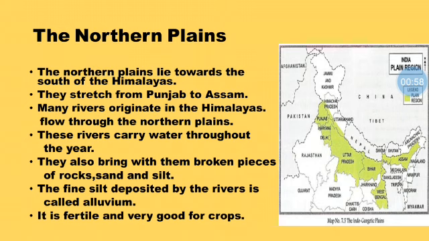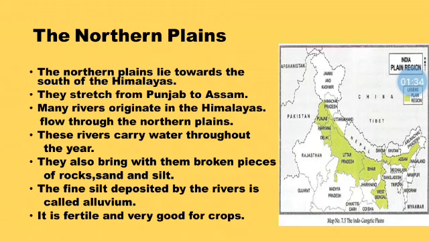Children, northern plains lie towards the south of the Himalayas, and they stretch from Punjab to Assam. You can have a look at the map over here. We can see the green colored are the northern plains. So it stretches from Punjab, Haryana, Delhi, Uttar Pradesh, Bihar, West Bengal, and Assam. All these states which are in green color come under the northern plains.